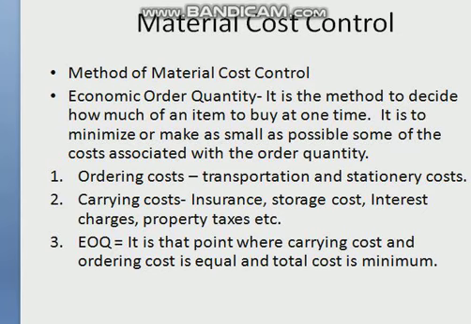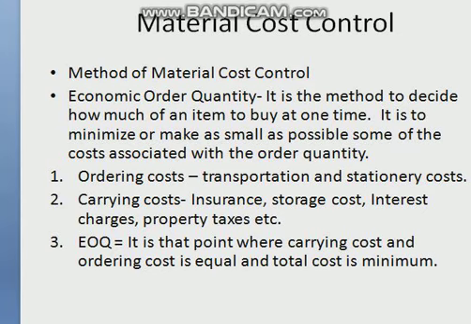So when we divide 54 lakh by 5.4, we get 10 lakh, and when we compute under root of 10 lakh, we get EOQ is equal to 1000 units. So economic order quantity is 1000 units. So when we will be ordering 1000 units at a time, our ordering cost and carrying cost will be equal and the total cost will be minimum.